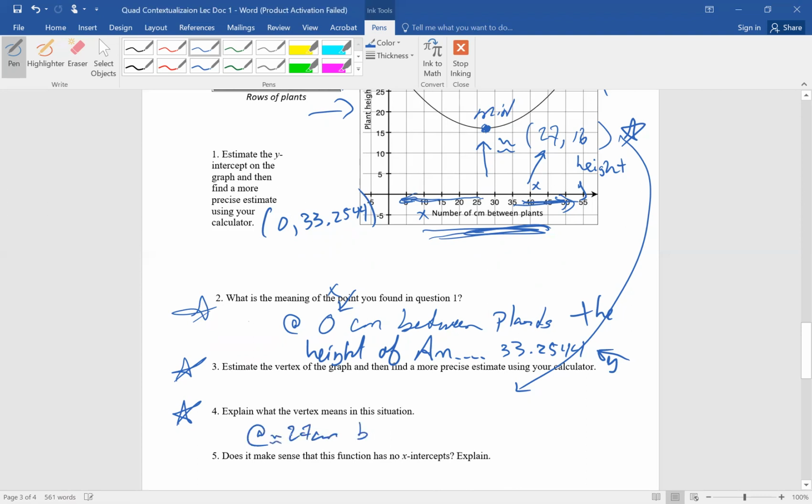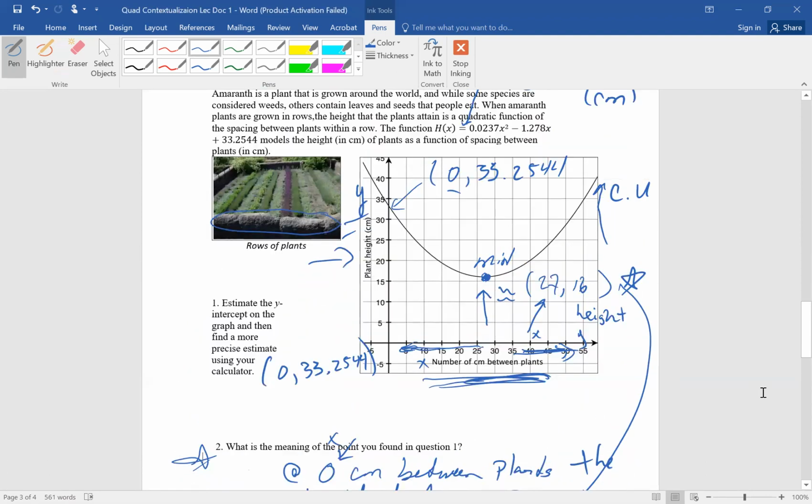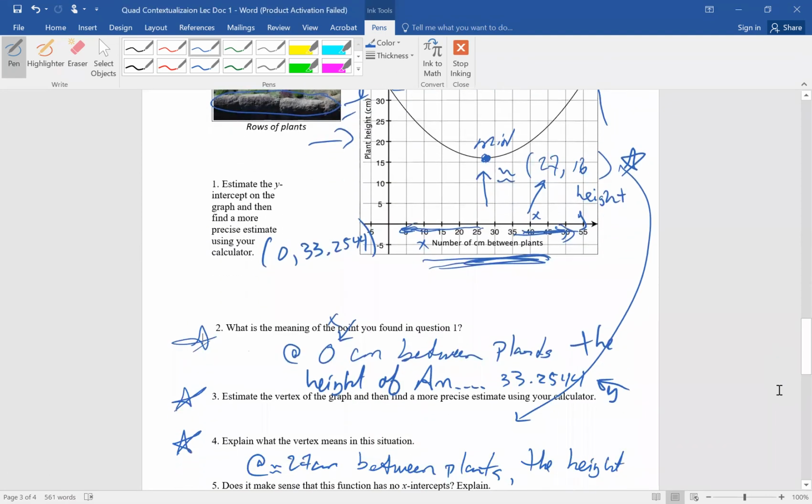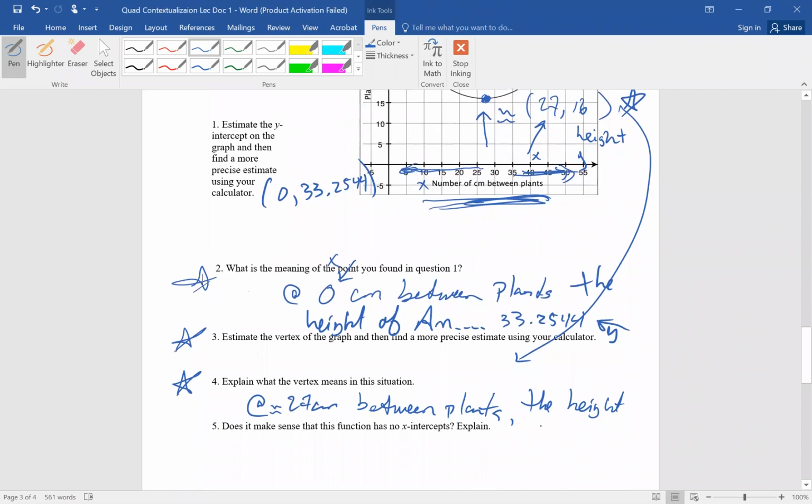or approximately, between plants, that's the X value, the height of, again, I can't even say it, was it amaranth? The height of your amaranth is minimized at 16 centimeters, I think. Okay, so does it make sense for part 5 there then?